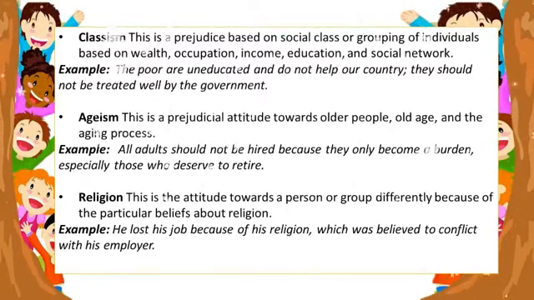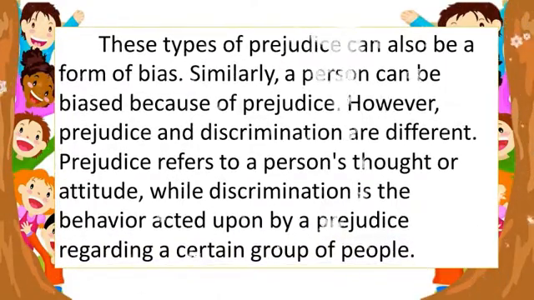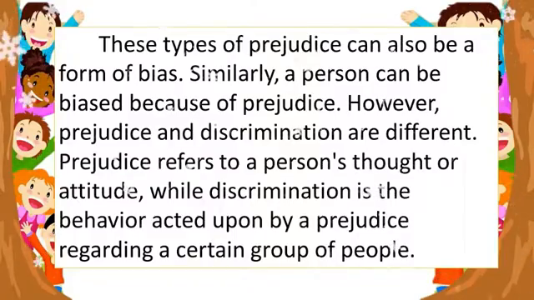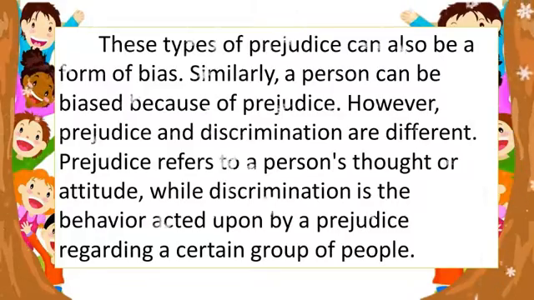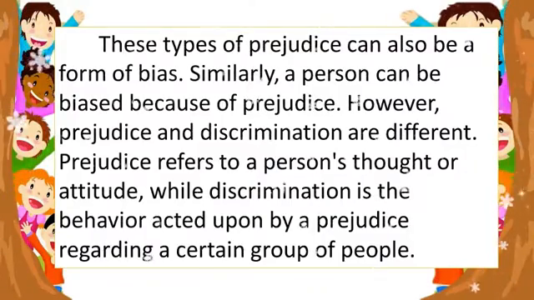And for the biases, we have confirmation bias, media bias, the halo effect, and etc. So always remember that, class. These types of prejudice can also be a form of bias. Similarly, a person can be biased because of prejudice. However, prejudice and discrimination are different. They are intertwined and connected, however discrimination is different.